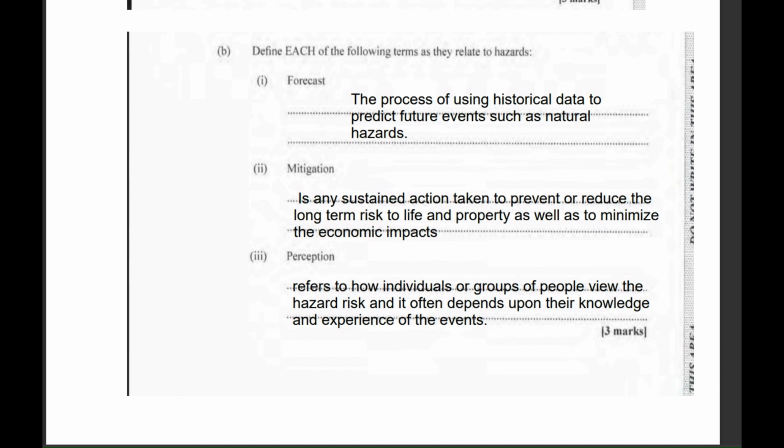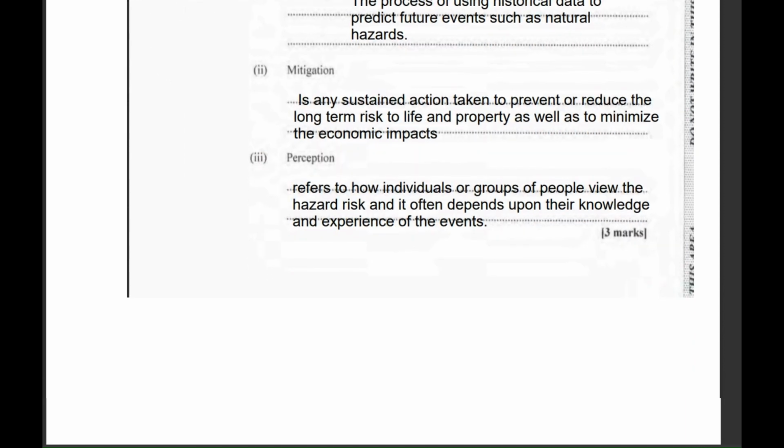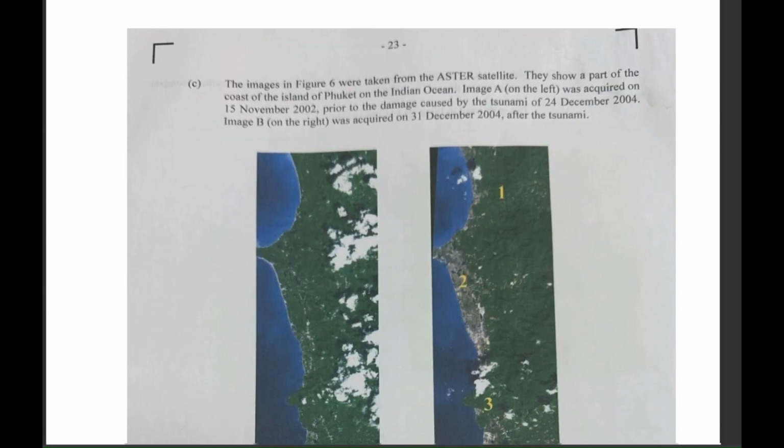We have mitigation, and this is a sustained action taken to prevent or reduce the long-term risk to life and property as well as to minimize the economic impacts. And perception refers to how individuals or groups of people view the hazard or risk, and it often depends upon their knowledge and experience of the event. Once you're able to answer all 3, marks belong to you.